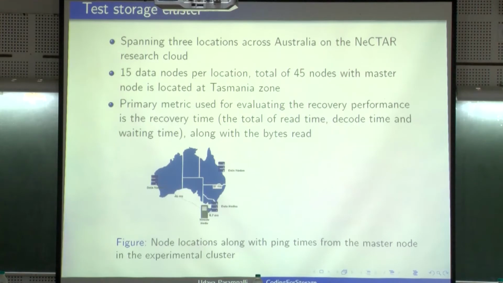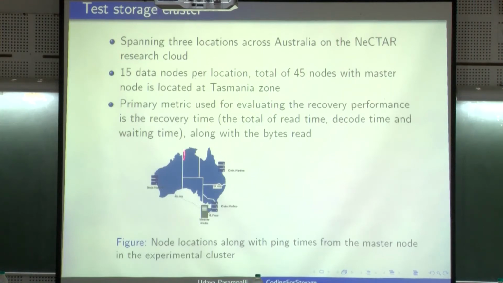So the master node was there, but there are 3 other node locations, and we mentioned the ping times here. For example, the ping time between Tasmania and Melbourne is 0.7 millisecond, to Brisbane it is 37, but the longest is with Perth, which is 47 milliseconds.